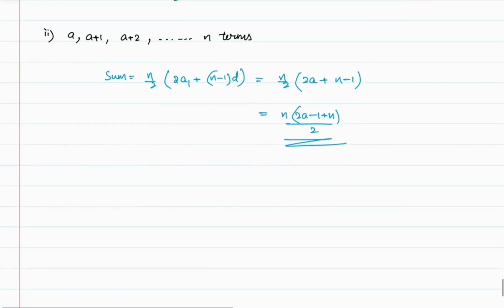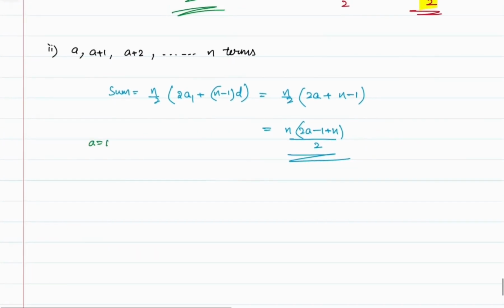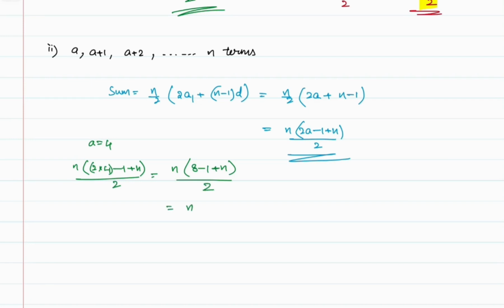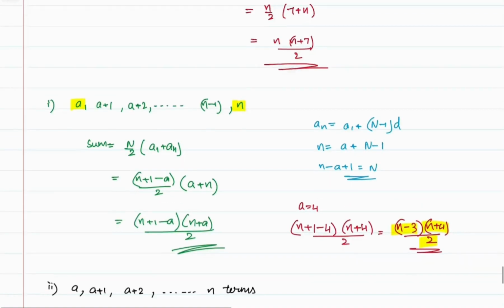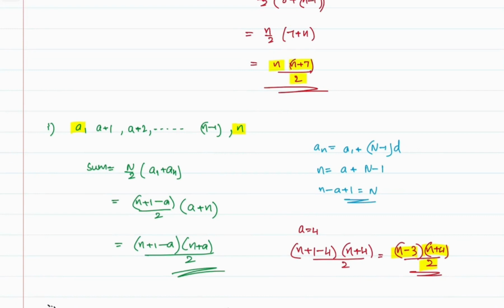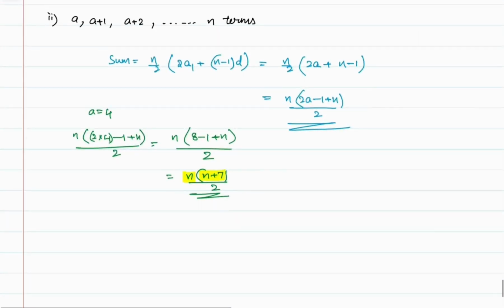Now let's check for the second one. When a equal to 4, we'll have n into 2 into 4 minus 1 plus n by 2. That will become n into 2 into 4 is 8 minus 1 plus n by 2. So this will become n into n plus 7 by 2. Now let's check whether this is true or not. You can see it is n into n plus 7 by 2. Here also it is n into n plus 7 by 2, which means this is also true.